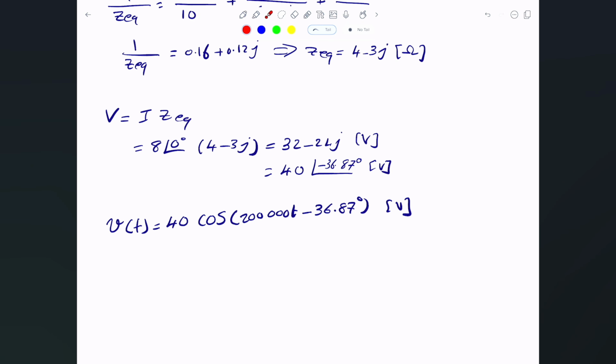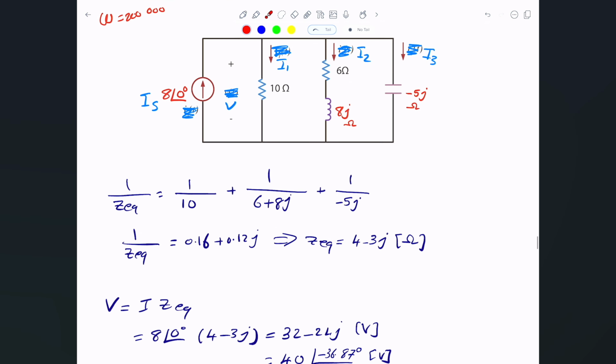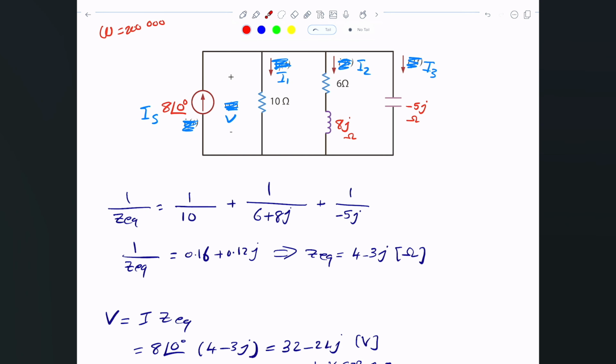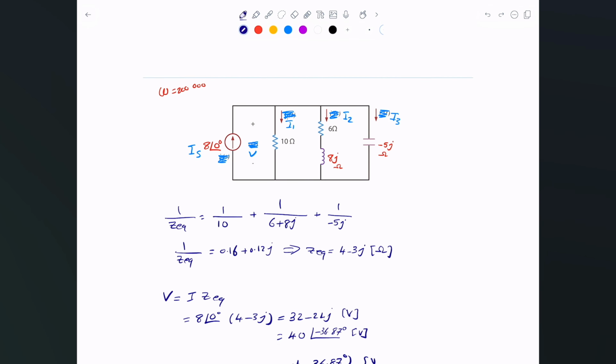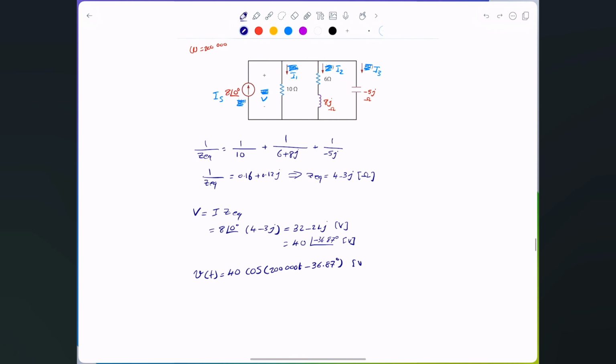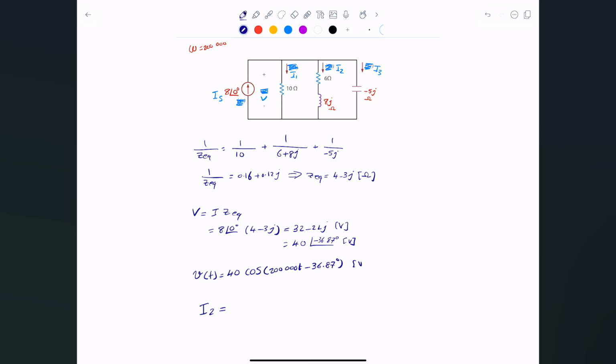Now, if I needed any of the other currents, for example I1, I2, or I3, we can either just divide, using Ohm's law since I know what V is, or I can use current division. I'll use current division just to show you that it applies as well, for example to figure out what I2 is. According to current division, I2 is the I source times the Z equivalent, divided by the Z2 that I'm interested in. This is the general rule for current division.